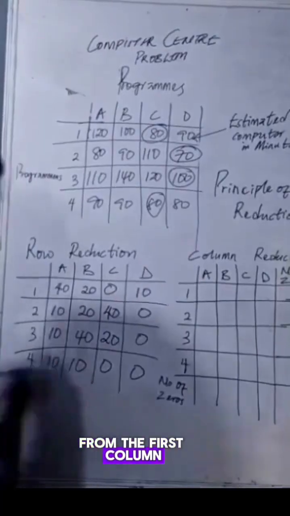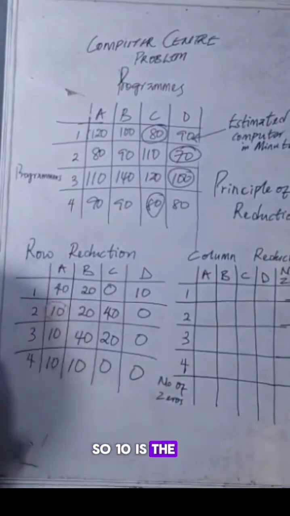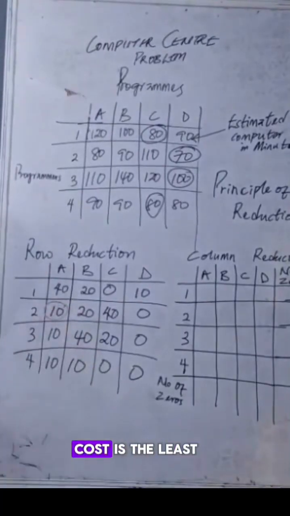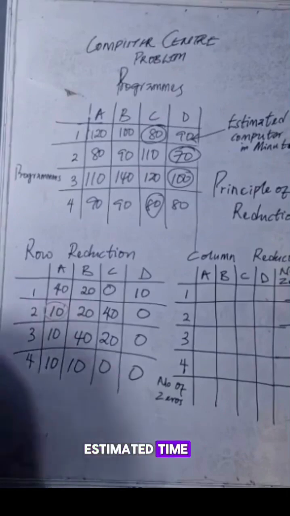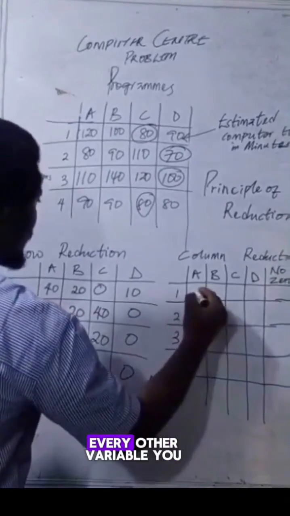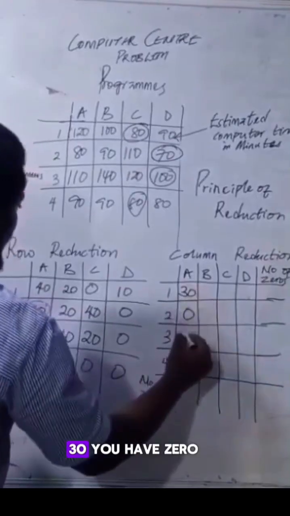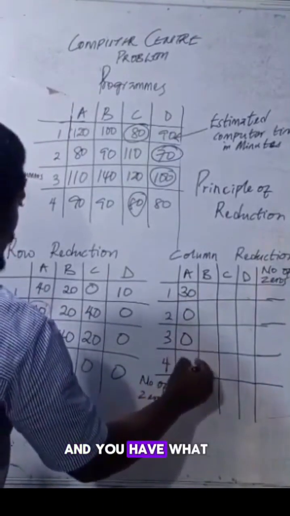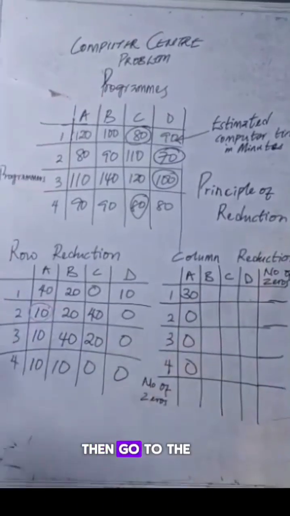From the first column we have 10. So 10 is the least cost, the least estimated time. You subtract 10 from itself, you have 0. From every other variable you have 30, you have 0, and you have 0. Then go to the next column.